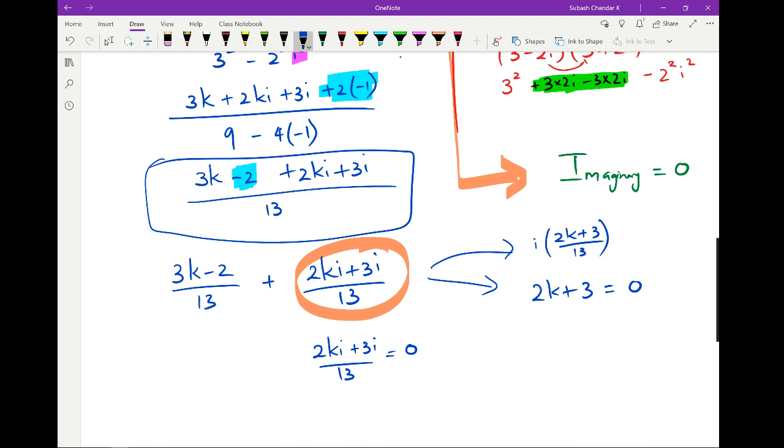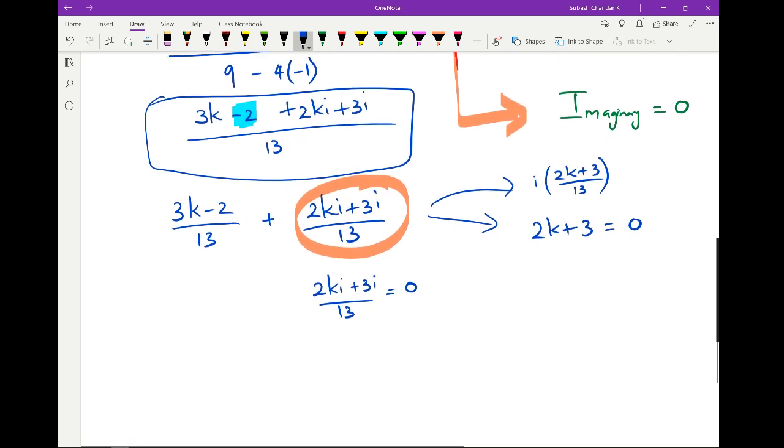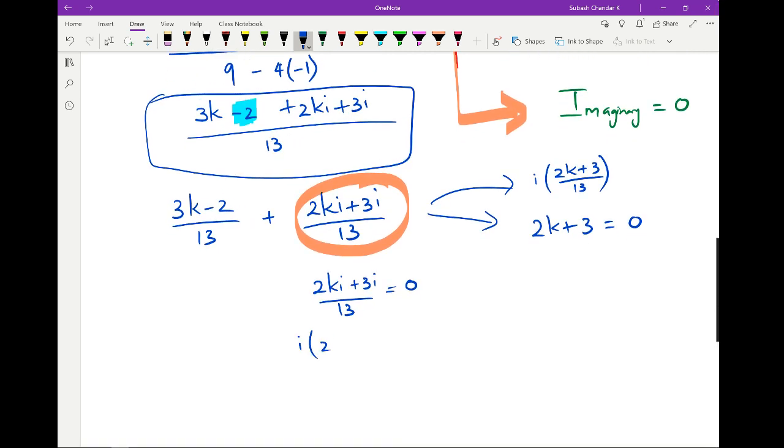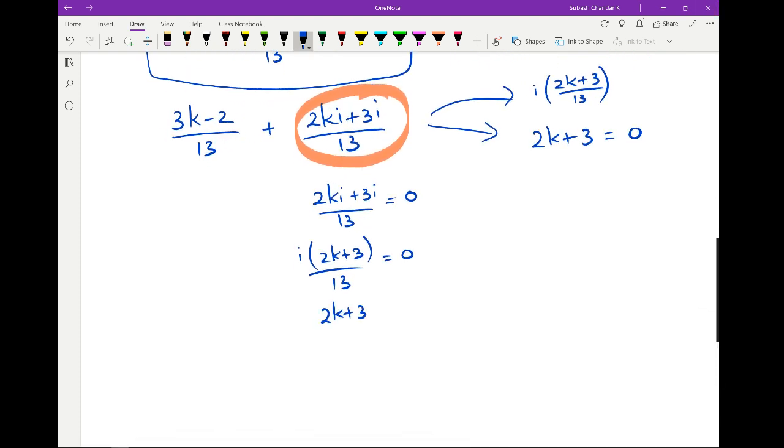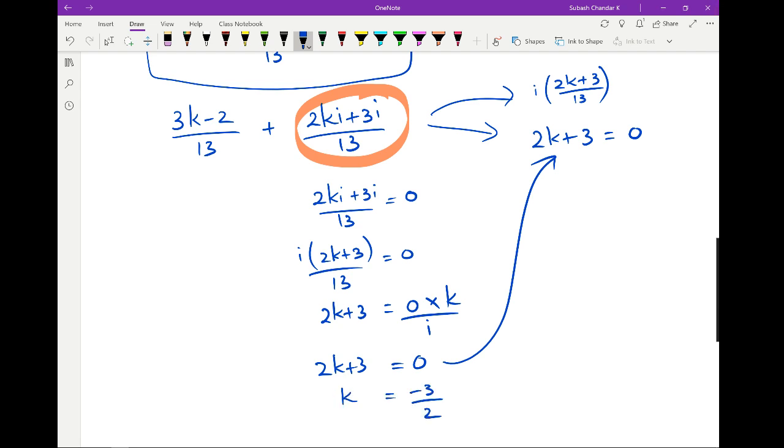And that's what I was going to show here, but I'll show you guys what happens. So I take out the I, then I'm going to get (2k plus 3) over 13 equals 0, and then 2k plus 3 equals 0 times k divided by I, which is all equal to 0. So that's how I get that whole 2k plus 3 equals 0 straight away. Once I get that, just rearrange it. k is equal to minus 3 over 2.